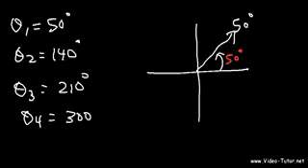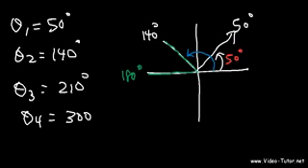In quadrant 2, 140 is roughly around this area. This is measured from the positive x-axis. The reference angle is the angle between the x-axis and the line where the 140 is. So this is 180. The difference between 180 and 140 is 40. So that's the reference angle in quadrant 2.